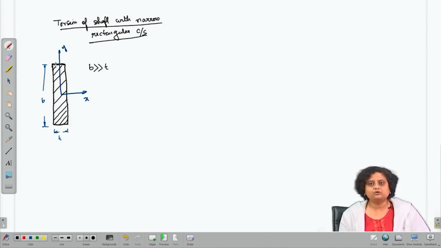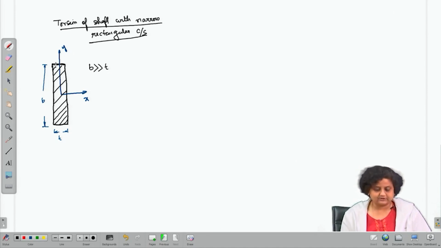So, what are we going to do? We are going to find out the torsional rigidity of this cross section. We are going to find out the expression for shear stress of this cross section, and we are also going to find out the expression for maximum shear stress of this cross section. Now, let us start with finding out the Prandtl stress function for this cross section.